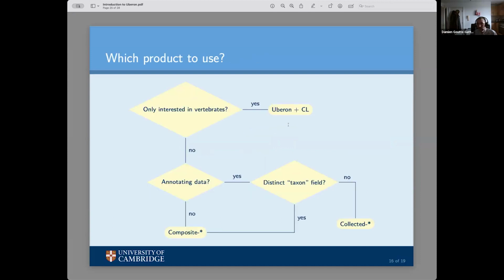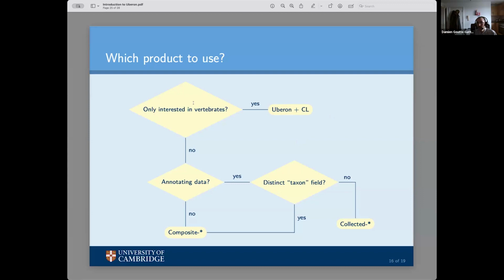So with that in mind, between Uberon itself, collected products such as collected metazoan, or composite products such as composite metazoan, which one should you use? First question that you will need to ask, obviously, is, are you interested in describing anatomy beyond vertebrates? If not, if you're only interested in vertebrate anatomy, then you can just use Uberon itself, possibly coupled with CL if you need to go beyond the tissue resolution.